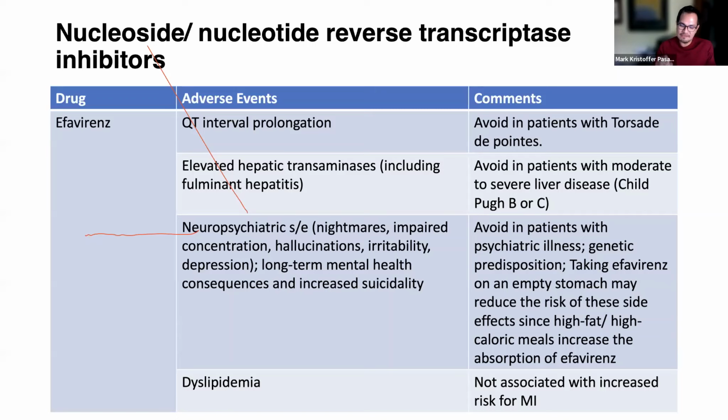But what the evidences are now showing is that there are patients na may genetic predisposition sa gantong mga psychiatric illnesses, and these patients should not be given efavirenz containing regimen. For the neuropsychiatric effects like the nightmares, hallucinations, irritability, depressions na mild lang naman or not really causing so much problem, what advice can you give to these patients?